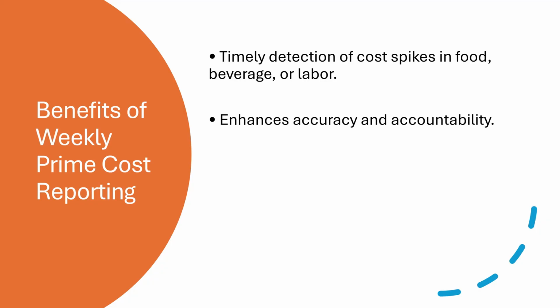Accuracy and accountability. We'll talk about inventory later, but again, we need to have accurate counts on stuff so that we get the right cost. And if everybody's in the know about prime cost, there's more accountability, right? People know we're watching and looking and counting stuff and making sure that we've got the right things going on, and people go, okay, I need to be more responsible as well.